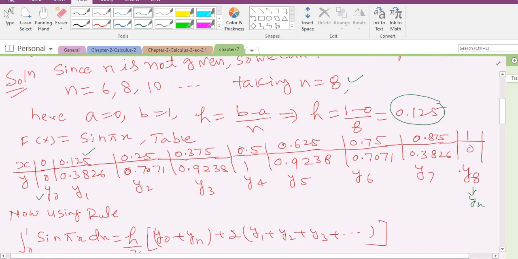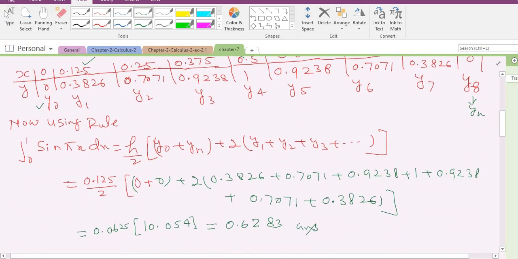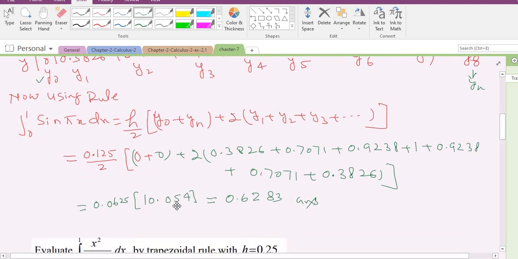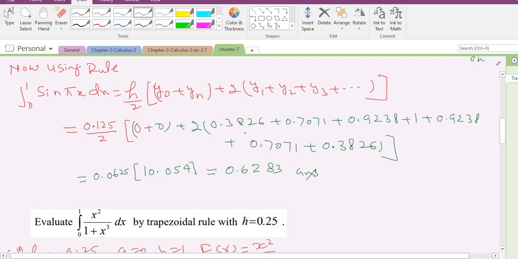Now use the rule. By using the rule, integral 0 to 1 of sine pi x dx is h by 2 times y0 plus yn plus 2 times of y1 and so on. Now substitute h, y0 as 0, and yn, the final value, 0, plus 2 times of this plus this plus this plus this plus this plus this plus this. When I substitute these values and calculate by calculator, it is coming 0.625. This is the answer of that question by using trapezoidal rule.